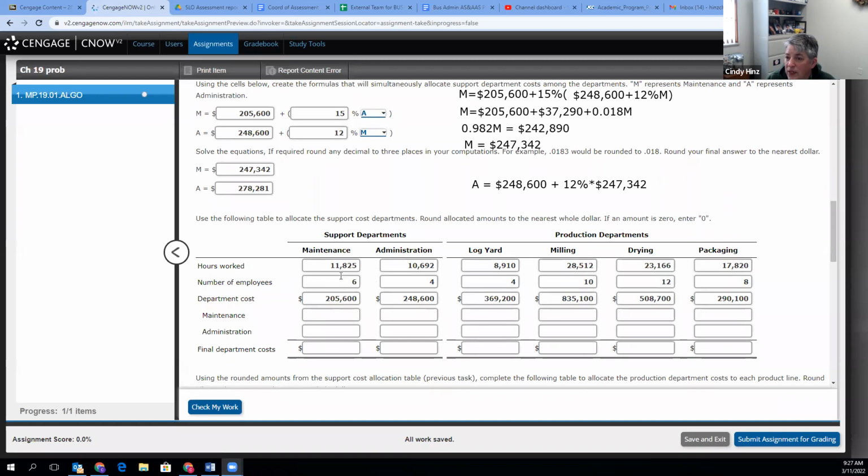Okay, so we've filled in the first 3 lines of this section using the information that was given up at the top. And then we're going to actually allocate the maintenance. So we know that the amount we're allocating for maintenance is the 247,342. Right here, 247,342 is the amount we're going to allocate for maintenance. And for administration, we're going to be allocating 278,281.